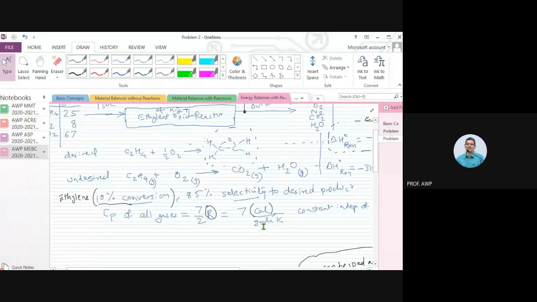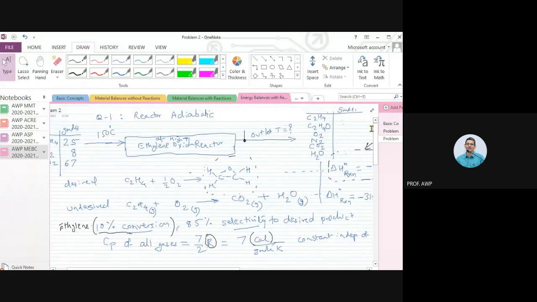Let me just zoom it so that properly we can see everything. Yeah. So 2.5 gram moles will react. So 22.5 gram moles will remain unreacted. So 2.5 gram moles of ethylene react. They react through both these reactions, right? Desired as well as undesired.